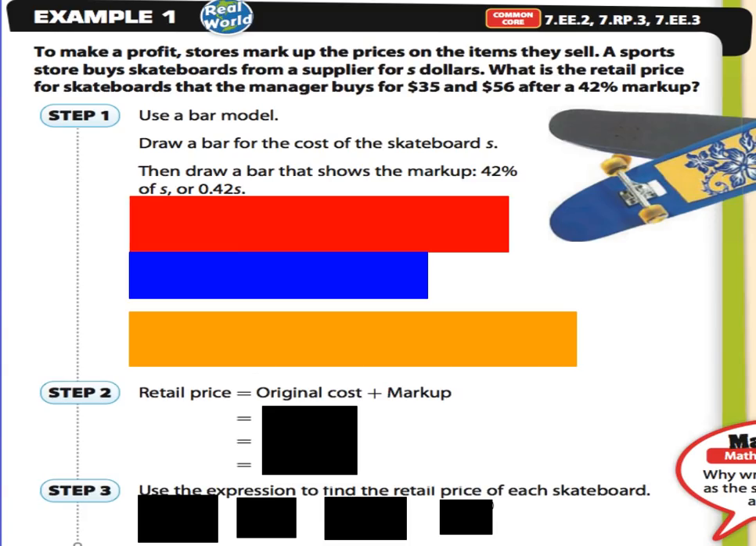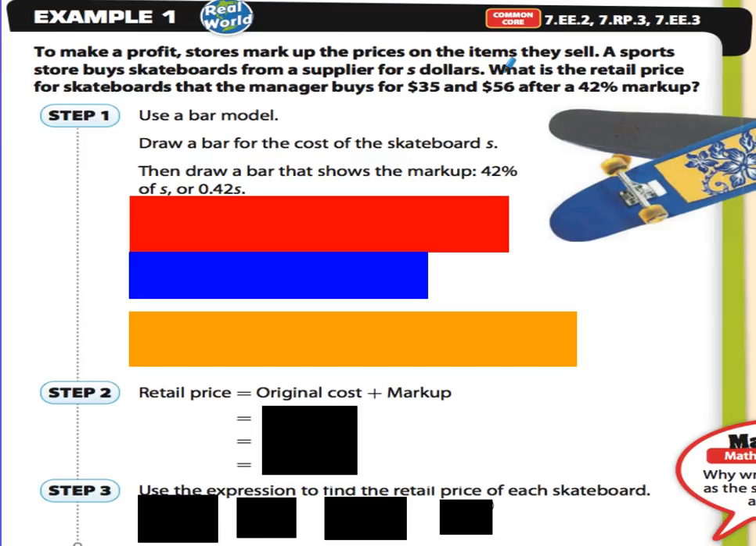So first, to make a profit, stores mark up the price on items that they sell. And at a sports store, they buy skateboards from a supplier for S amount of dollars. And we want to know, what is the retail price for skateboards that the manager buys for $35 and $56 after a 42% markup? All right, so first and foremost, what is the question?